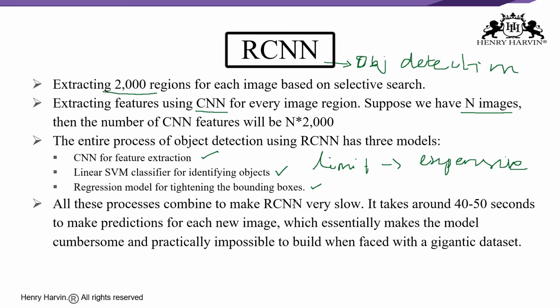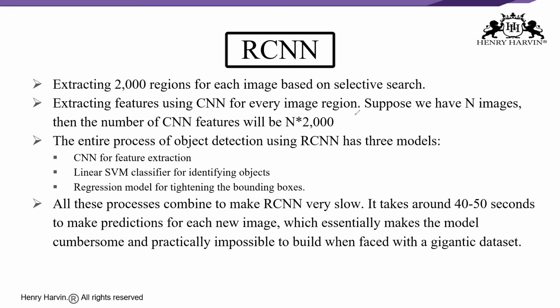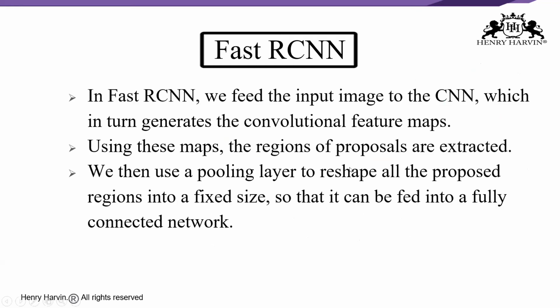Now the problem is, when you do all these steps, this may make the RCNN very slow. For each prediction, it will take around 40 to 50 seconds. So it is very difficult to handle a very big, huge or gigantic data set. So there comes another method which is called Fast RCNN.